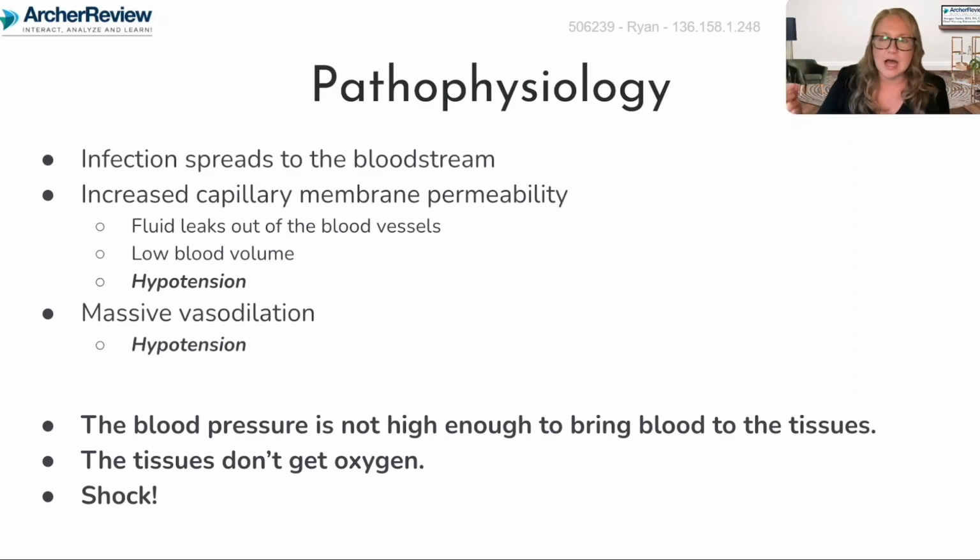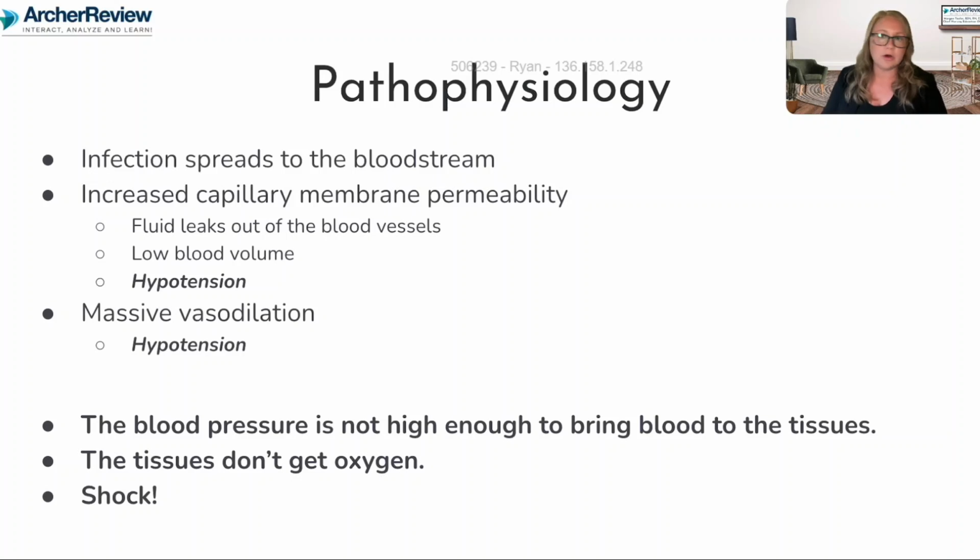So this client's blood pressure tanks. It just goes down, down, down, down, down. It's got tons of space and not a lot of volume. And what does that lead to? An inability to perfuse the tissues. The blood pressure is literally not high enough to carry blood out to the tissues, which means the tissues are not getting oxygen. And when there is a deficit of oxygen at the cellular level, what do we have, Archer nurses? Shock. Deficit of oxygen at the cellular level, shock.